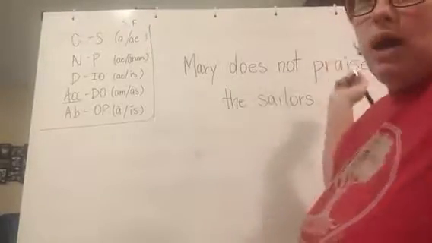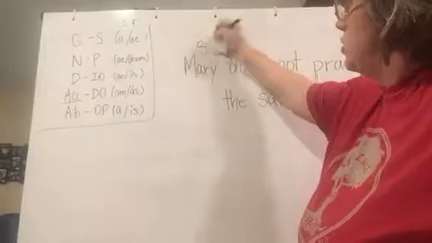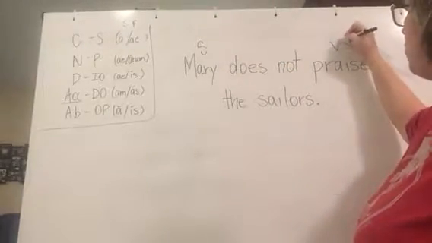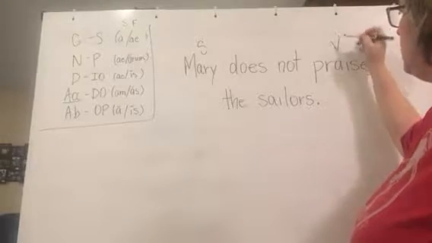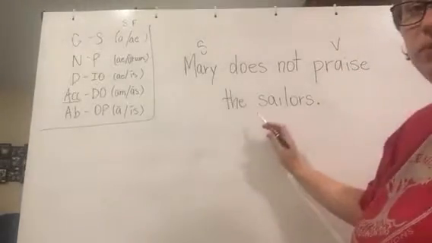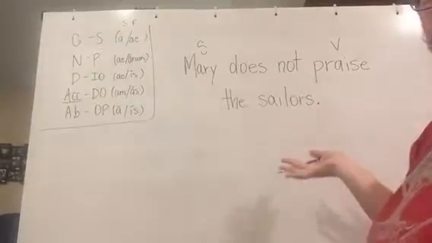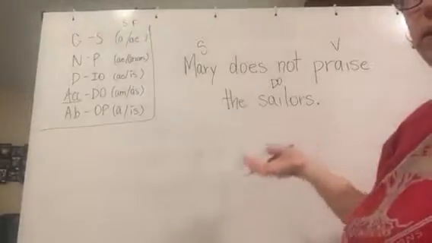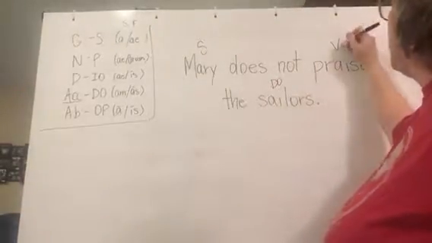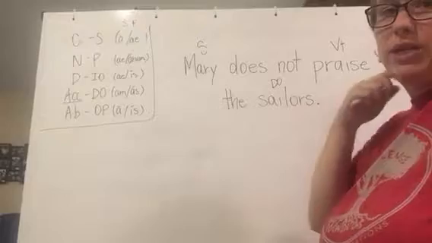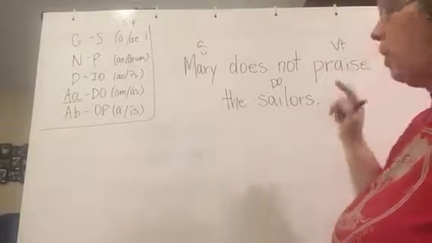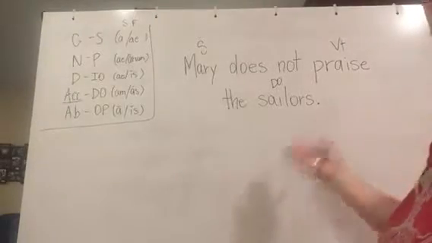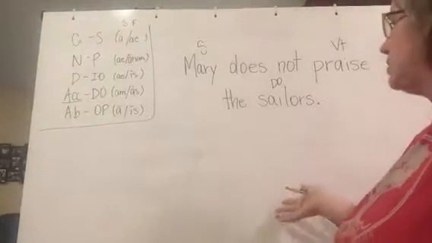Well, let's label what we know here. We know Mary is our subject. We know that what does she do? She does not praise. Okay, she does not praise. And then the sailors is our what? It's our direct object. Those of you that have done Essentials, you know SVT, verb transitive, direct object. SVTDO is a pattern that we know, okay? So Mary does not praise the sailors. Well, let's try to put that down into a Latin sentence.